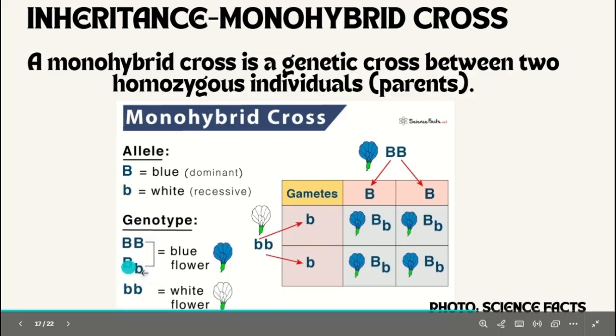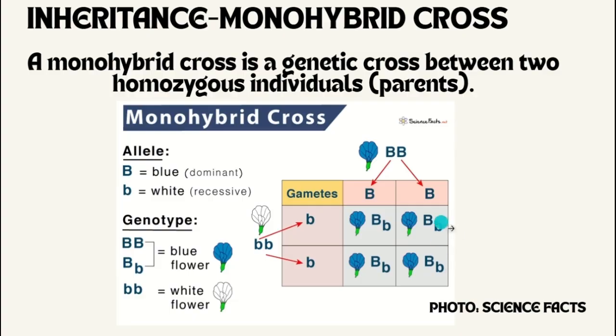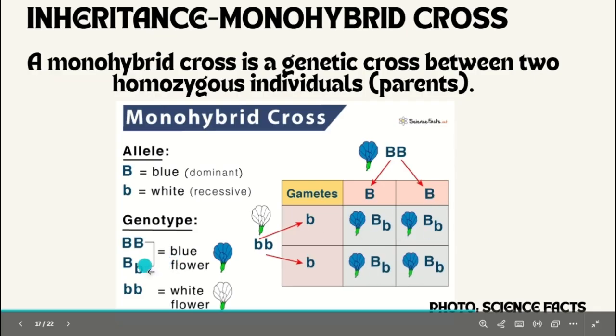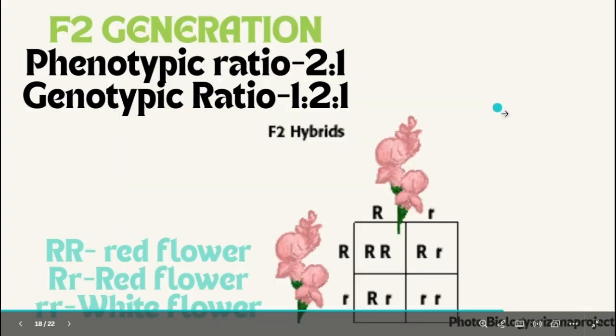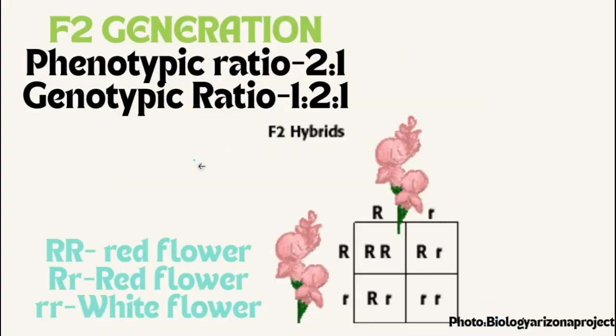As you can see, this is the genotype. All of these flowers have the trait for white flowers, but it's not expressed because the dominant one overpowers it. So I get 100% blue flowers. For the genotype, you'll get 100% big B, little b, and for the phenotype, 100% blue flowers.